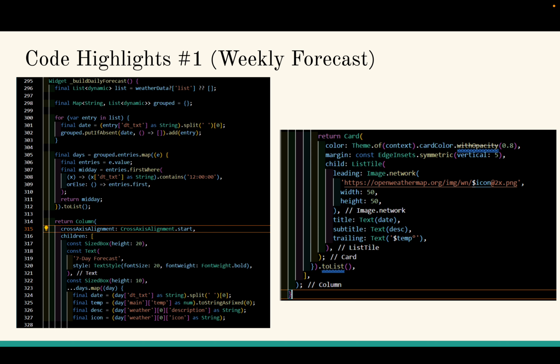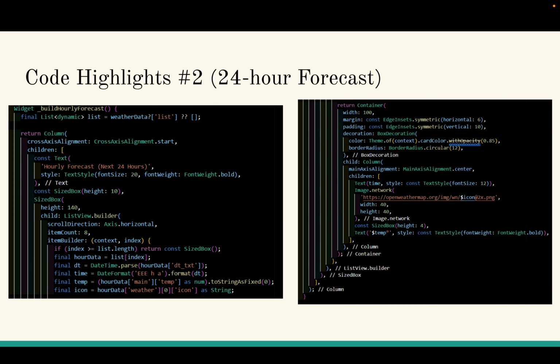Now I'd like to discuss all of the code highlights. This is the first one, the weekly forecast. This pretty much shows the week's forecast for today as well as the next upcoming days. The next one is the 24-hour forecast. This shows specifically today within the 24-hour period. So it'll contain this hour up until the next 24-hour period.